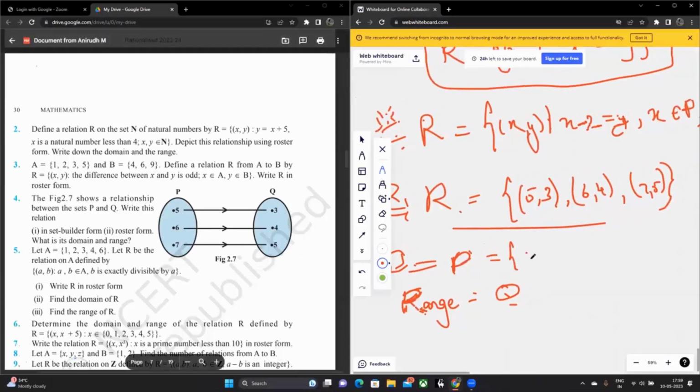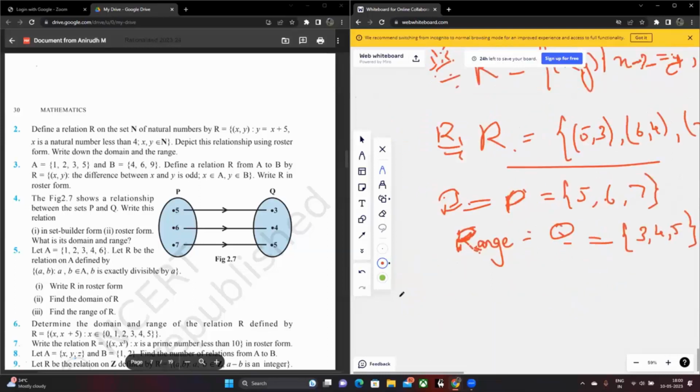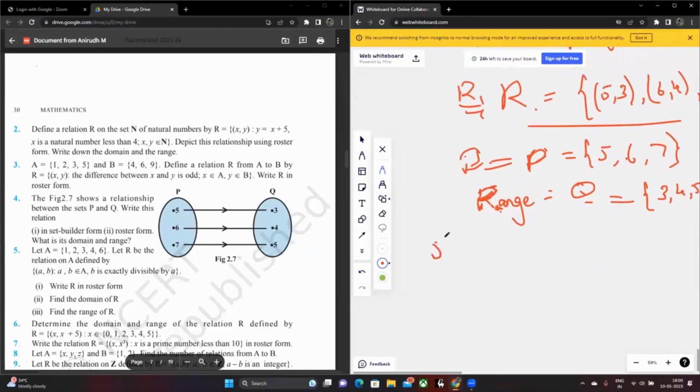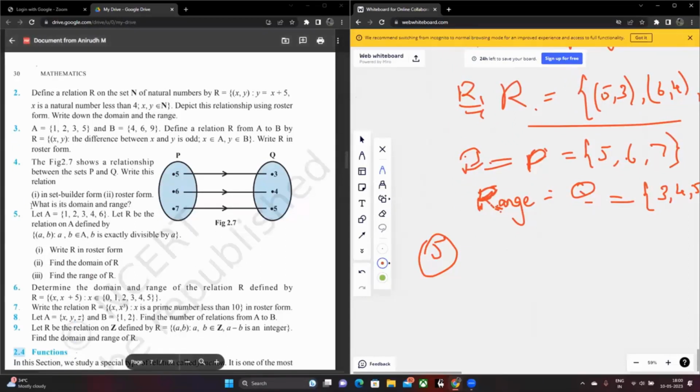Or you can also expand it from this roster form and say that the domain is basically every first element, that's 5, 6, 7, right? And the range is every second element, that's 3, 4, and 5. So that's question 4.